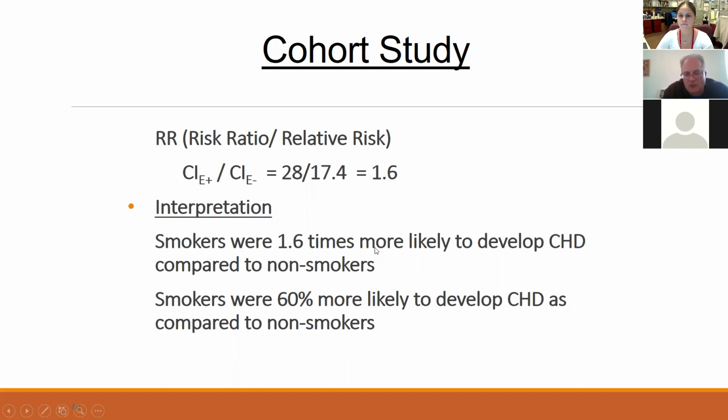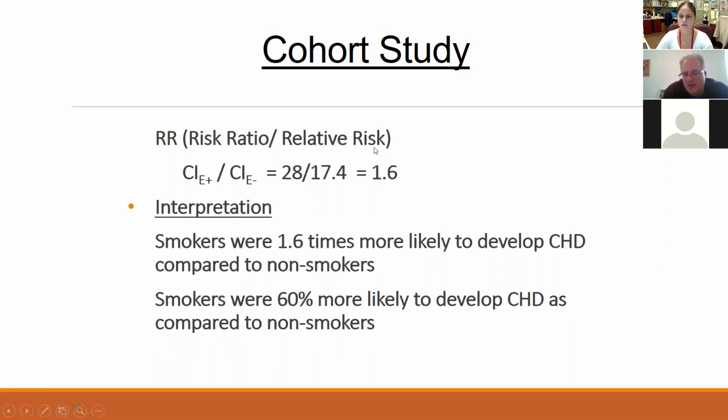This is your classic summary measure or effect size for this type of study. So smokers were 1.6 times more likely to develop heart disease compared to non-smokers. That's called a relative risk. This assesses the strength of the association between smoking and heart disease. It is not a statistical statement. If I wanted to know whether or not this result was statistically significant, I would have to apply some type of statistical test, which would more likely than not be a chi-square test.